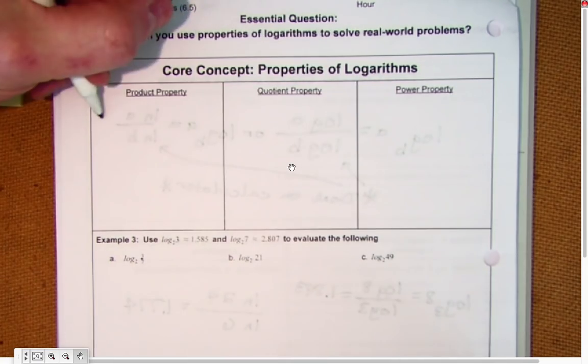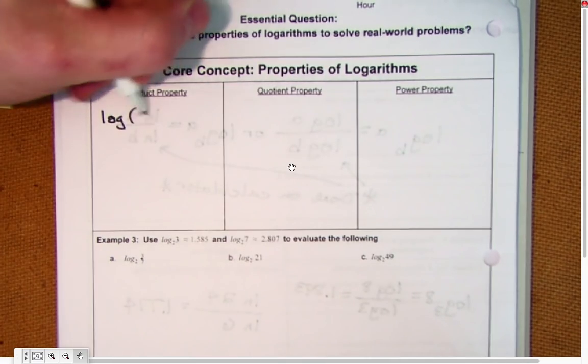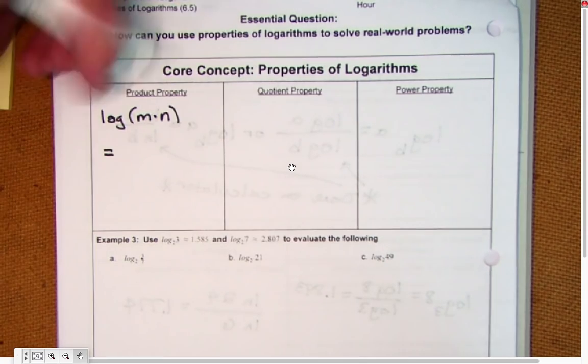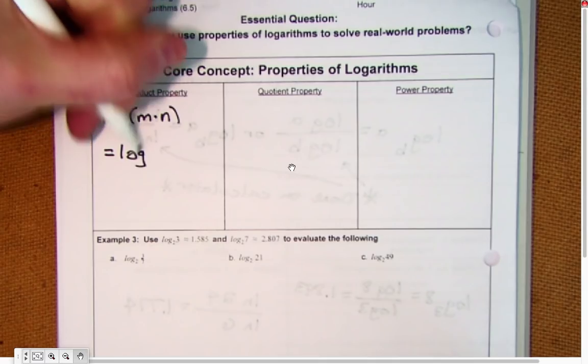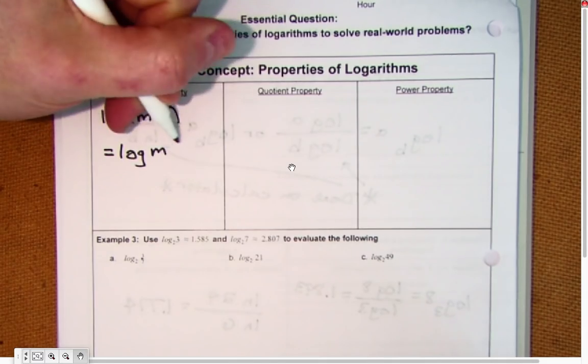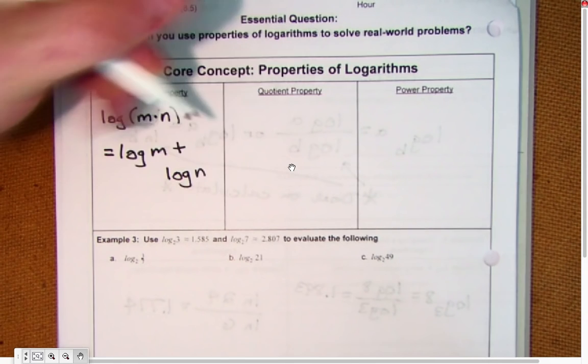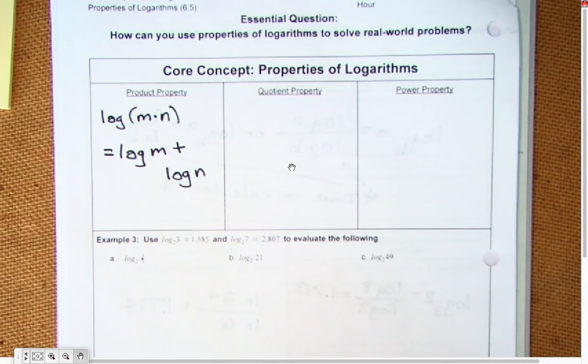So what that means is that if I take the logarithm of two things multiplied together, m times n, that is going to be equal to the logarithm of the first one, m, plus the logarithm of the second one, n. Okay? Rules of exponents.